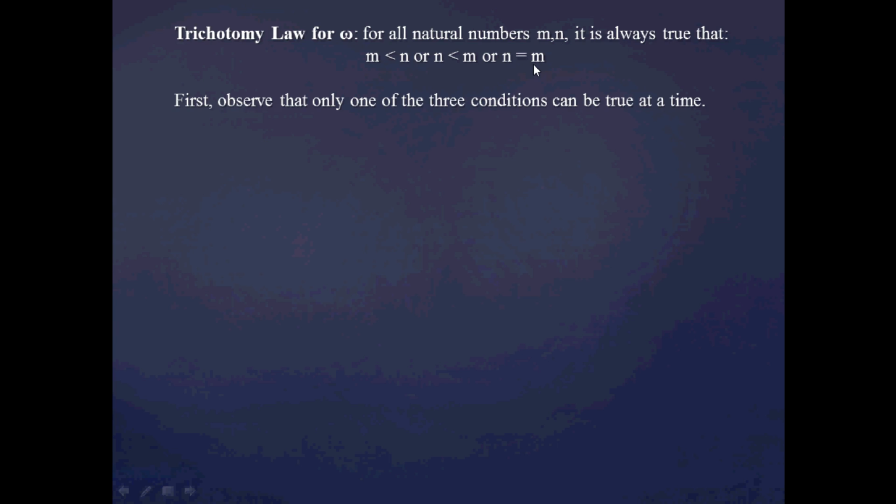And first, we're going to observe that only one of these three statements can be true at any given time. Let's suppose this first one is the true statement, that m is less than n. Then the second can't be true at the same time, because m is less than n and n is less than m implies that m is less than m. So we have a number being less than itself, which is false. And if m is less than n and n is equal to m, we could just make the substitution there and again have that m is less than m. You can go through the other cases too to see why only one of these three can be true at any given time.